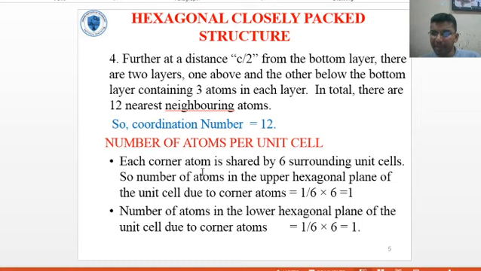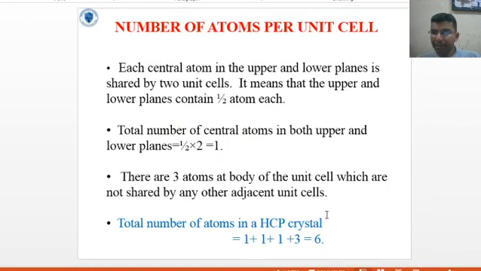Number of atoms per unit cell: each corner atom is shared by 6 surrounding unit cells. So the number of atoms in the upper hexagonal plane of the unit cell due to corner atoms is 1 by 6 into 6, that is equal to 1. Number of atoms in the lower hexagonal plane of the unit cell due to corner atoms is 1 by 6 into 6, equal to 1. Each central atom in the upper and lower planes is shared by 2 unit cells. It means that the upper and lower planes contain half an atom each.